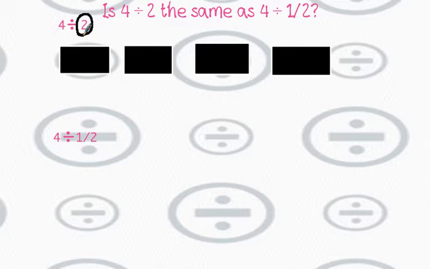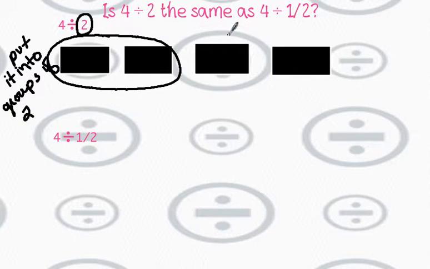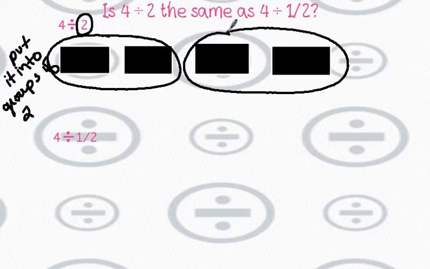So now if I'm taking these 4 pieces and I'm dividing them by 2, what I'm saying is, okay, I want to take 4 and put it into groups of 2. That's what dividing by 2 means. So if I put it into groups of 2, there's 2, and there's 2. So I know 4 divided by 2 gives me 2. It gives me 2 groups.